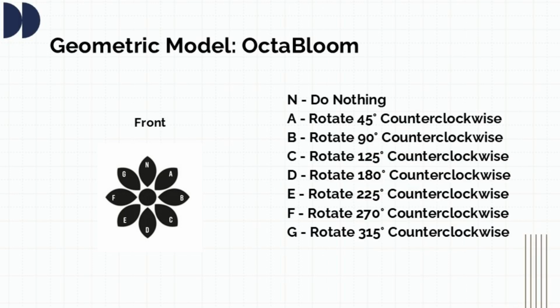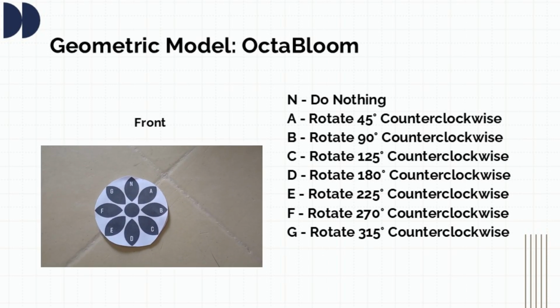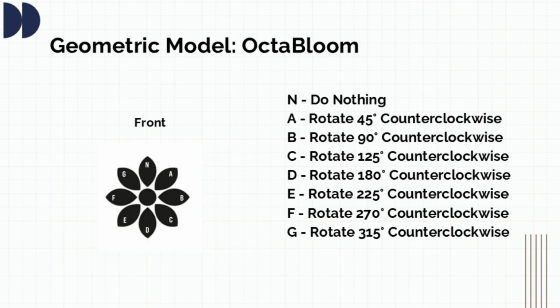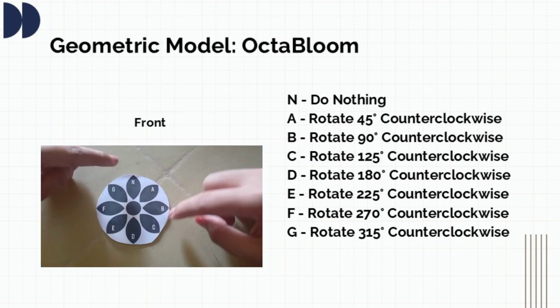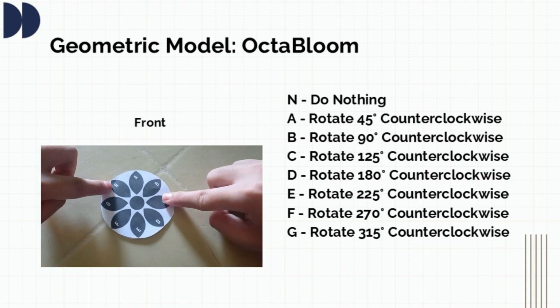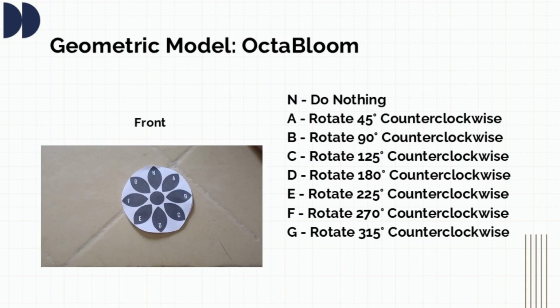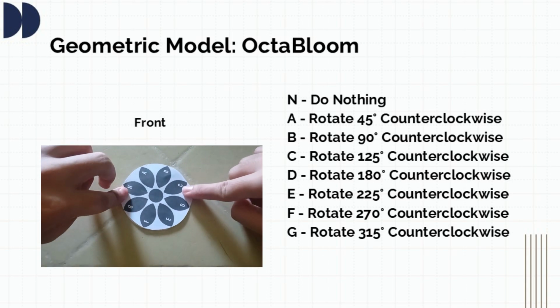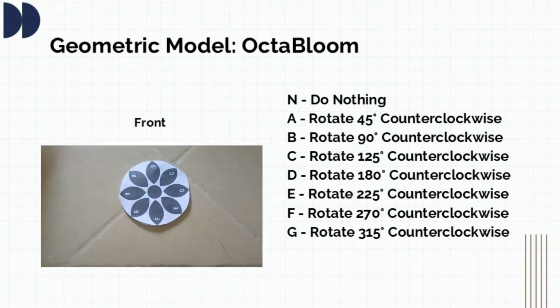So here are the moves that correspond to each symbol at the front. For N, we will do nothing. For A, we rotate 45 degrees counterclockwise. For B, we rotate 90 degrees counterclockwise.